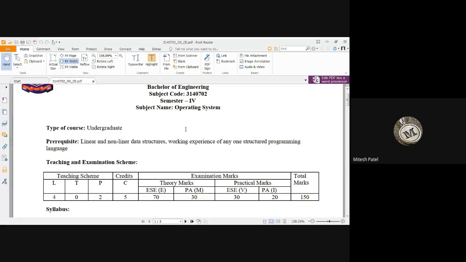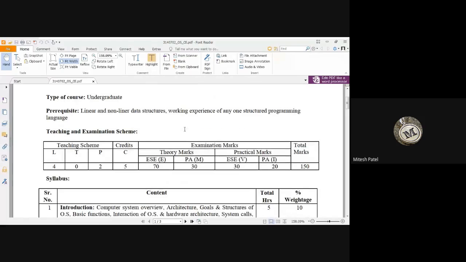First is linear and non-linear data structure. So already you have learned the data structure subject in the third semester, so you know that thing. And the second one is the working experience of any one structured programming language. So in the second semester you have already learned the C language very well. Now don't worry, you need only very basic concepts. If you remember the fundamentals, then it will help to understand that thing. Okay, that is the prerequisite.